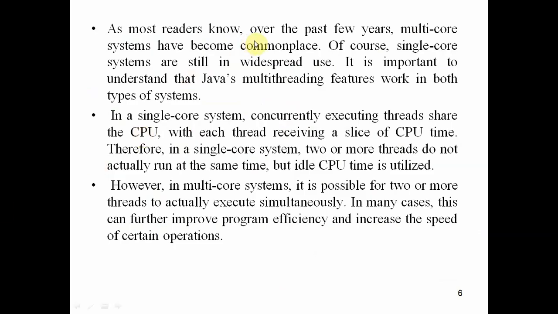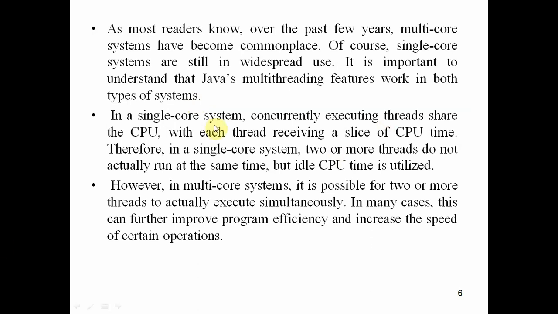As most of you know, over the past few years, multi-core systems have become commonplace. That means a single computer system has multi-core processors. Of course, single-core systems are still in widespread use. It is important to understand that Java's multi-threading features work in both types of systems. That means the multi-threading features work in single-core systems as well as multi-core systems.